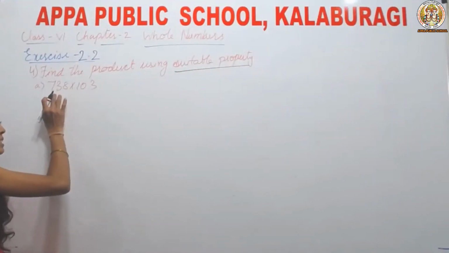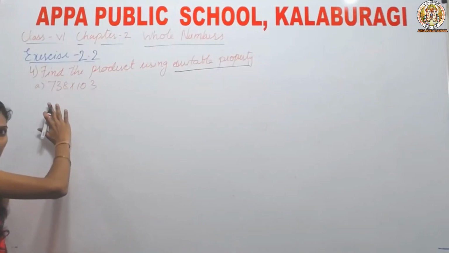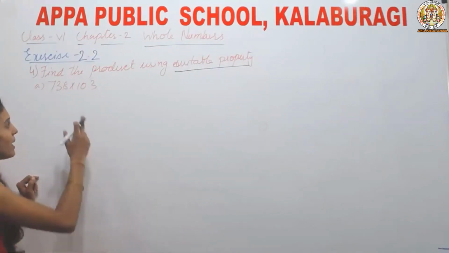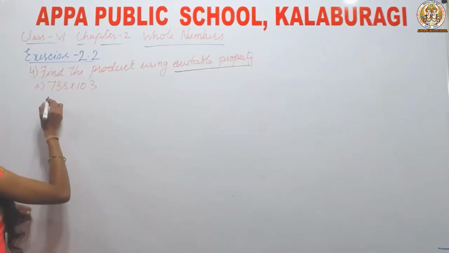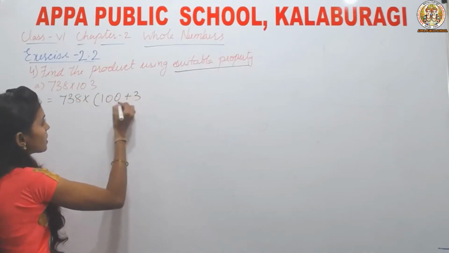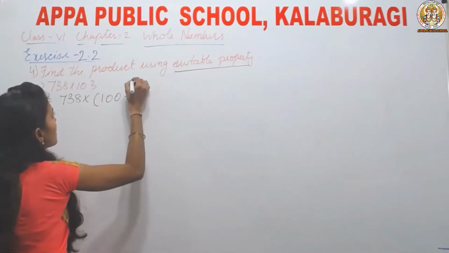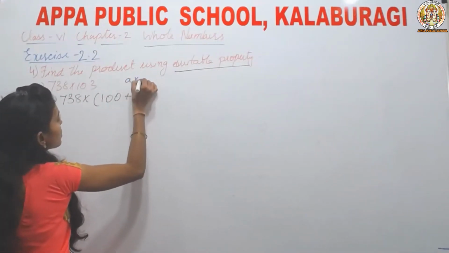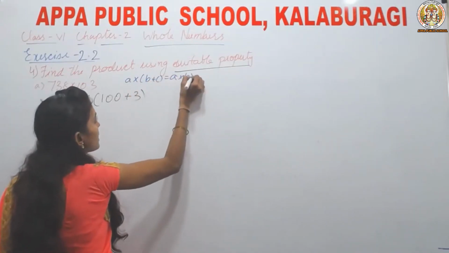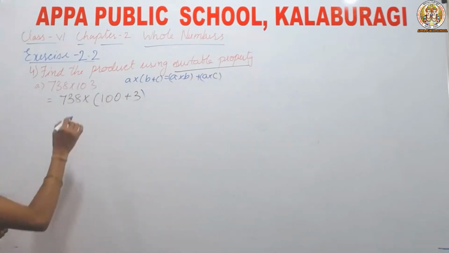So see, I can split this number or this number. But when I split this one, I'll get 700 plus 30 plus 8. When I split this one, only two terms I'll get, that is 100 plus 3. So it is better to split this one rather than this. So what I'll do is 738 into 100 plus 3. See now, this is of the form A into B plus C. When you expand it, you will get A into B plus A into C. That is what we have to do now.